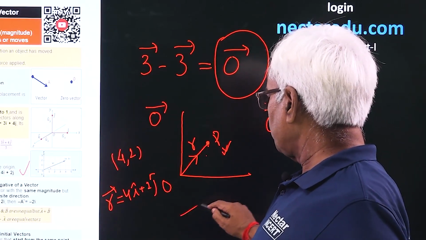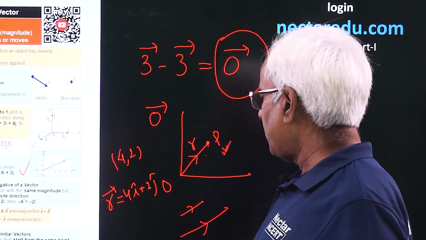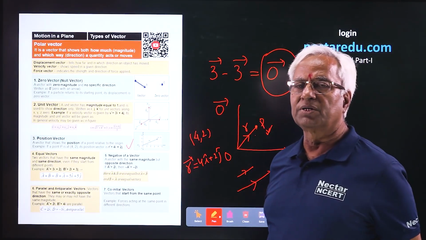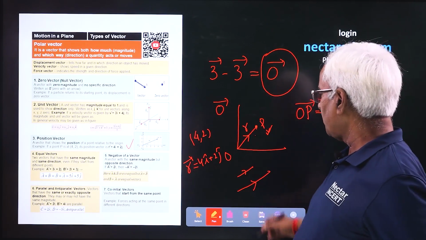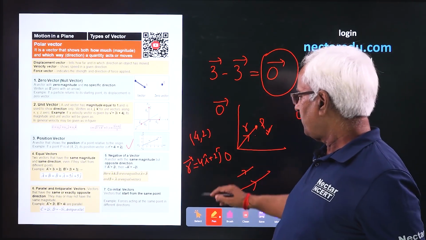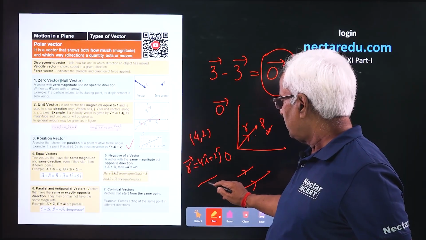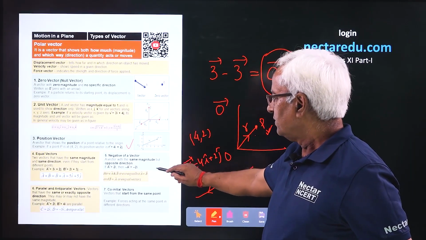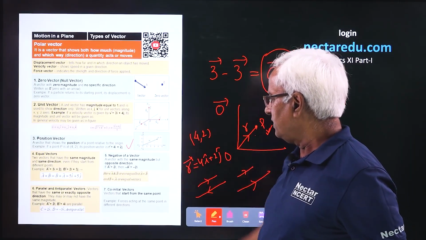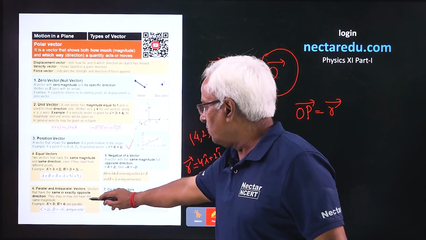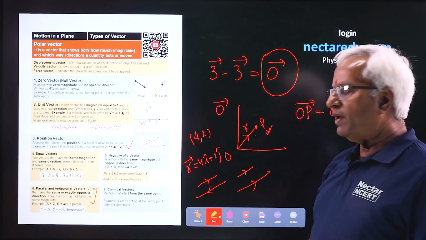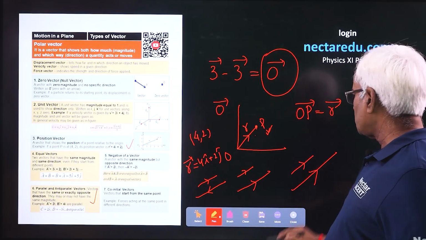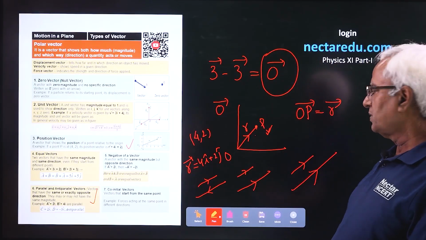Equal vector always means the value should be equal, magnitude should be equal. When you say two vectors are equal, then they must be having same direction and same magnitude as well. When they are opposite or anti-parallel, it simply means they are having opposite direction, the value might be any one. When you say they are parallel, value can again be different. The only direction has to be similar. You would say both are parallel.